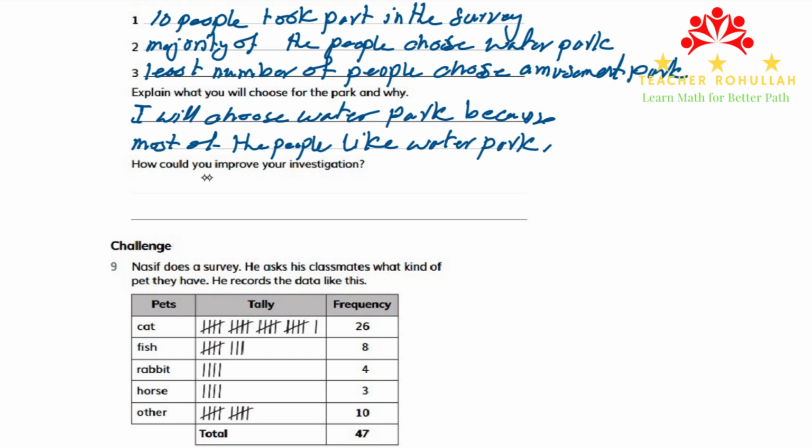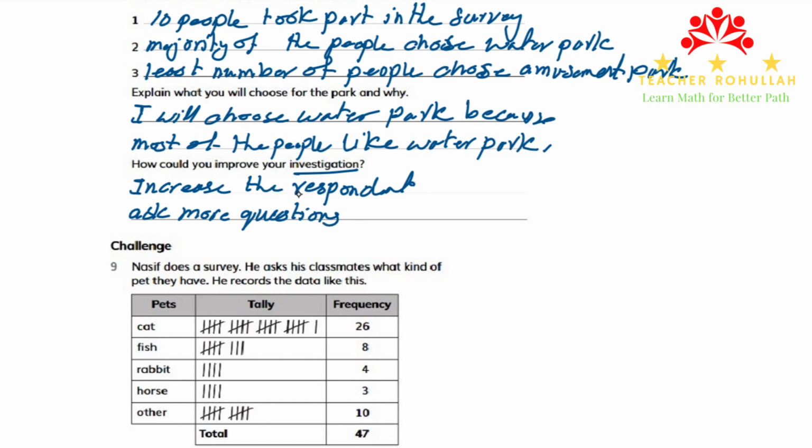And the other question says, how could you improve your investigation? To improve my investigation, I would increase the number of the respondents, ask more questions. Because by only one question, we cannot decide what is liked by the people the most.